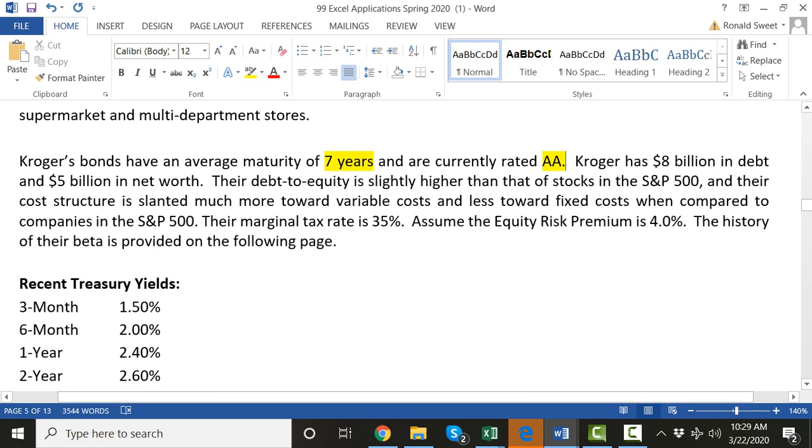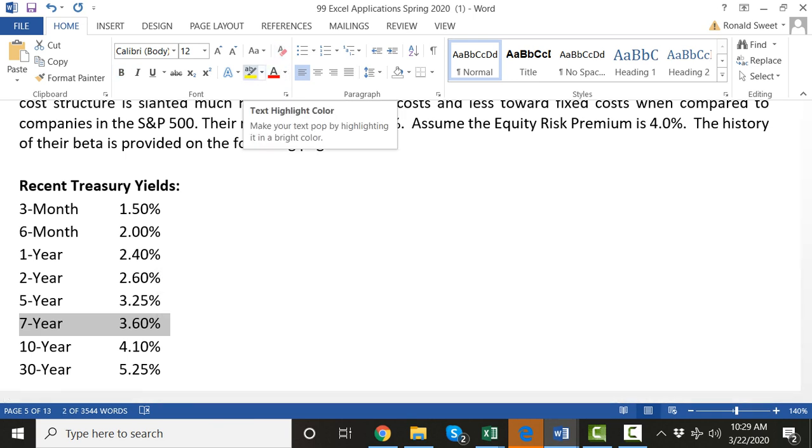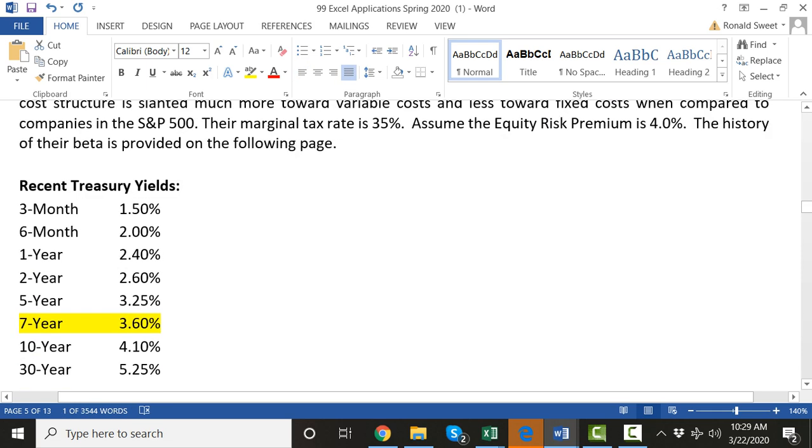So let's go down and say, well, what risk-free rate will we use? Well, the risk-free rate should be a treasury yield of the same length as the bond. If their bonds are on average 7-year bonds, then you want to use a 7-year treasury. So you just link that up to there. So our risk-free rate is 3.6%.